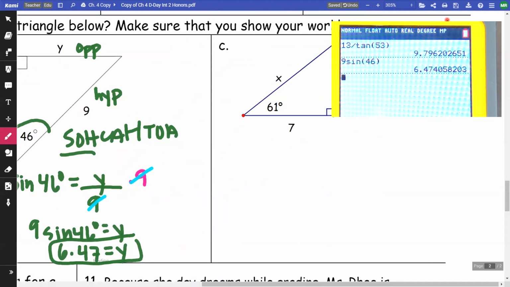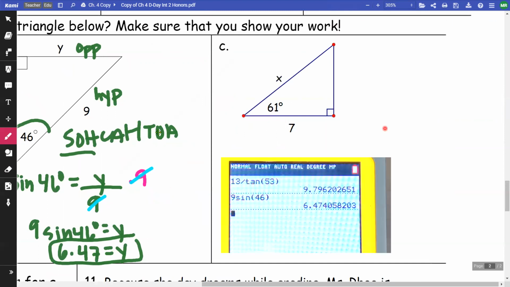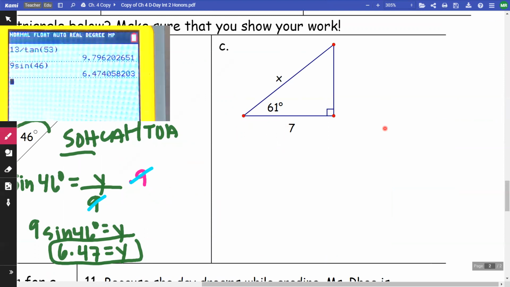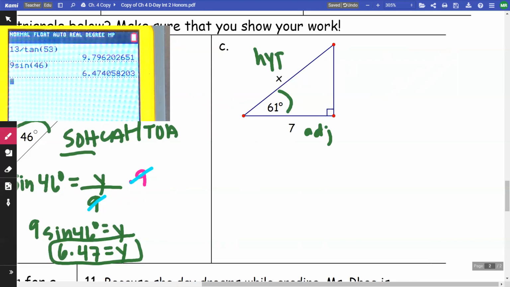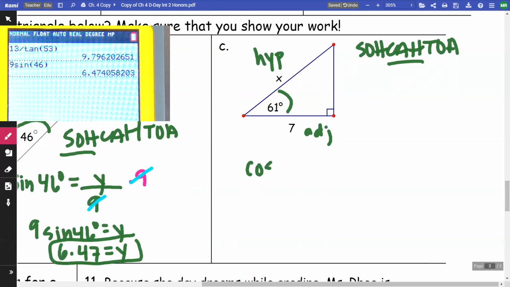On letter C, from here, this is going to be adjacent. This is going to be hypotenuse. So again, if I'm thinking of SOHCAHTOA, I have adjacent to hypotenuse, which means I have cosine. So I'm going to do cosine of 61 degrees is equal to adjacent, which is 7, over hypotenuse, which is x.